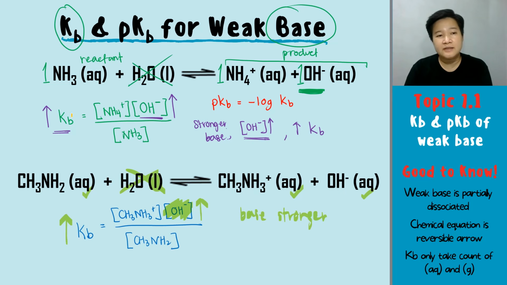So I hope you can see the difference. When do we use Kb? When do we use Ka just now? Kb, because we have the presence of OH minus, as you can see. And we will be using Ka when we are talking about acid with the presence of H plus or H3O plus.